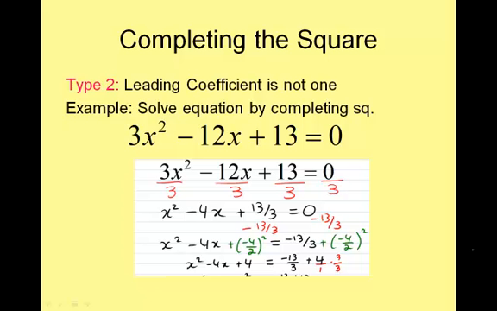Take your constant to the other side, so you get negative 13 thirds. Then you want to add negative b over 2 whole squared to both sides. Your b happens to be negative 4 here, so negative 4 over 2 squared. Negative 4 divided by 2 is negative 2, and negative 2 squared is 4. So we added 4 to both sides.